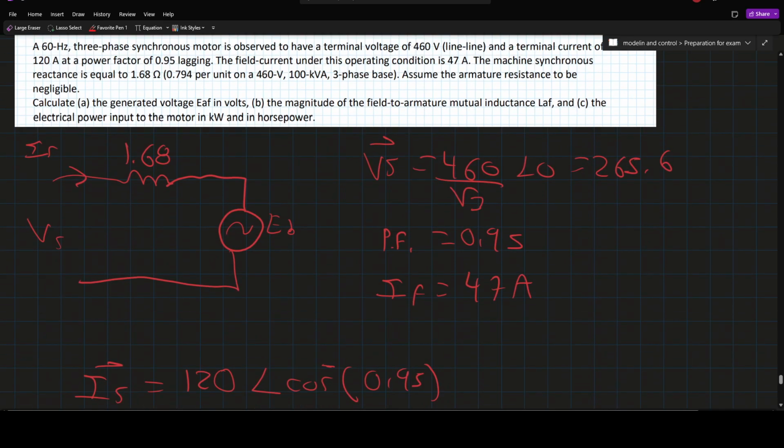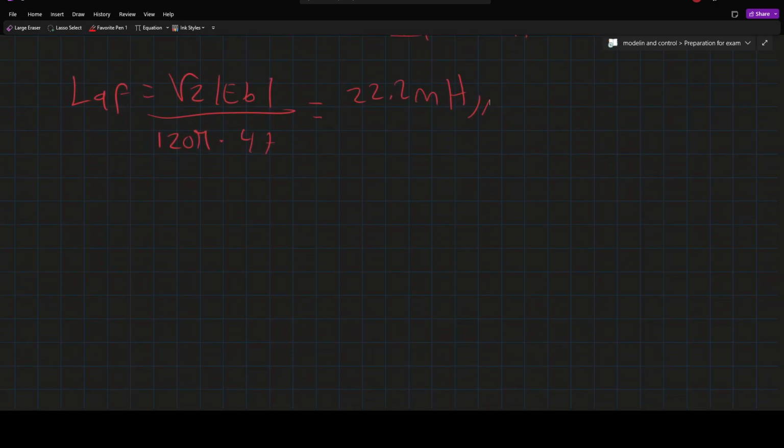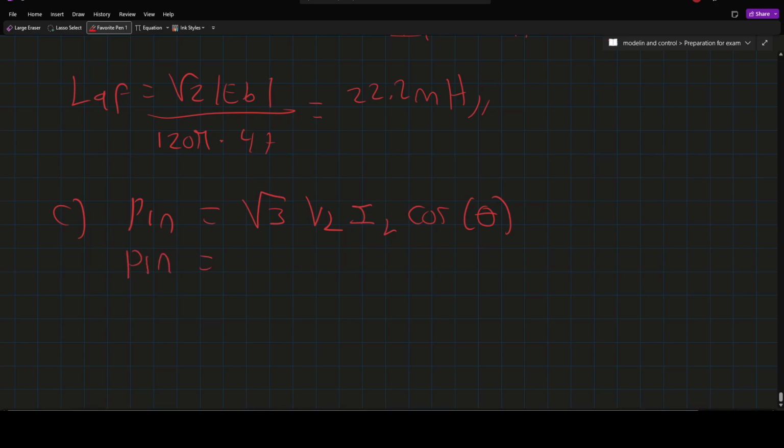Now for C, they're asking for the electrical power input to the motor in kW and in horsepower. Okay, it's easier to find that in kilowatts first. So we know our Pin is the square root of 3 times our voltage in line times our current in line times the cos theta. So our Pin is going to be square root of 3 times 460 times 120 times 0.95.